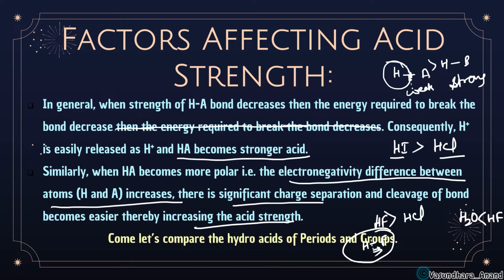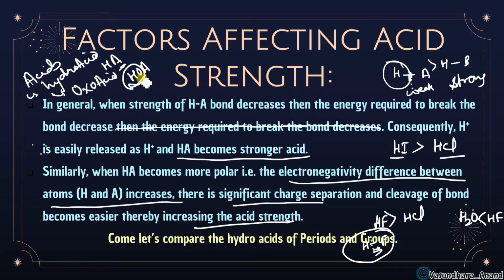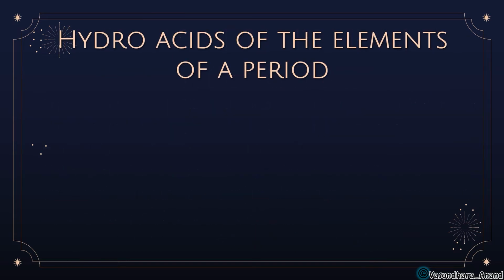Yes, that I have explained in class 10th also. So acids are of two types. One is hydro acid, that means only HA type. A can be any negative part, H should be there. Or one is oxo acid. So this is HOA, like OH will be there along with any negative part. Got it? Okay, so hydro acids of the elements of a period.